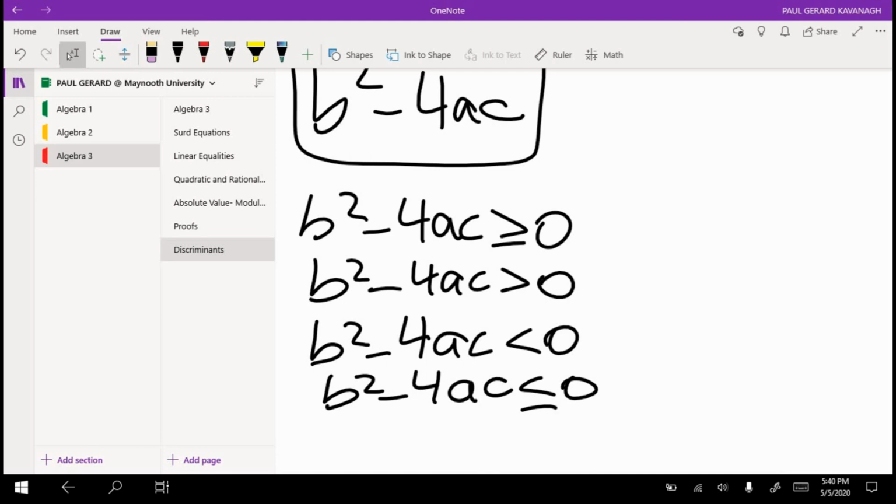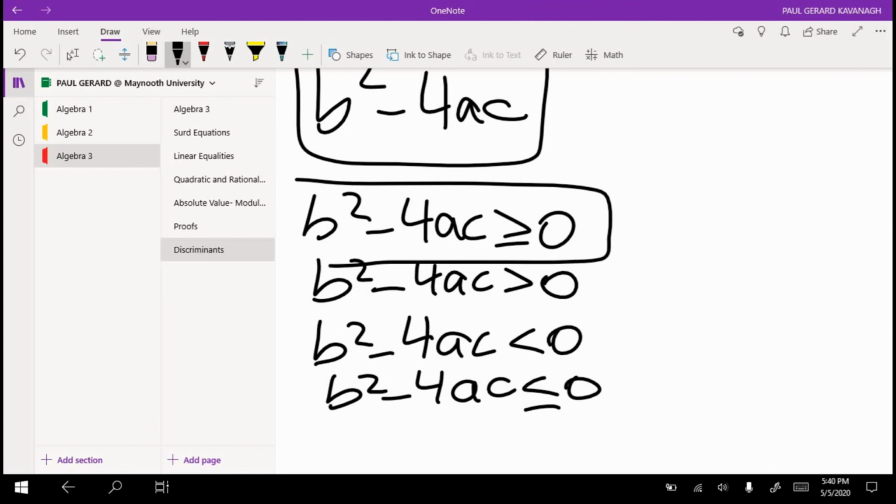But what we know is b squared minus 4ac is going to be a positive number. So what we say here is that there are going to be real roots associated to this area here. So I'm just going to say, for real roots.